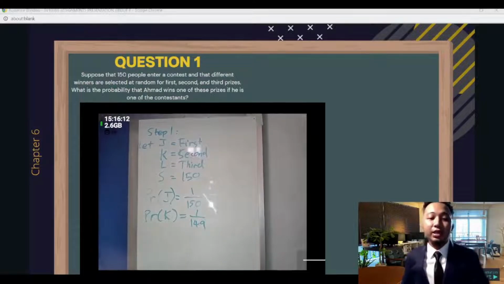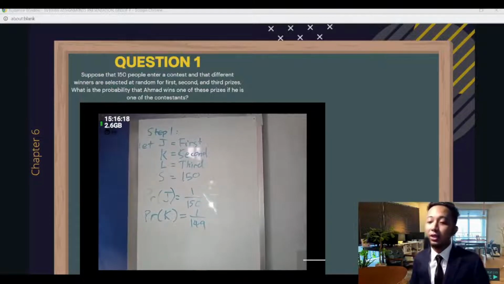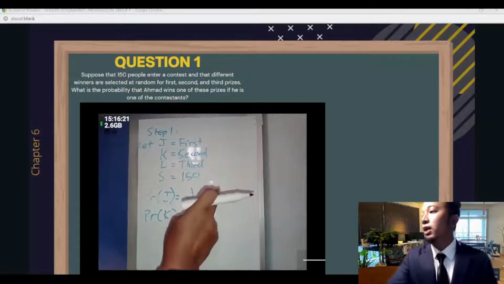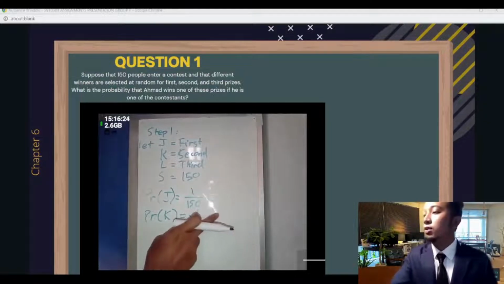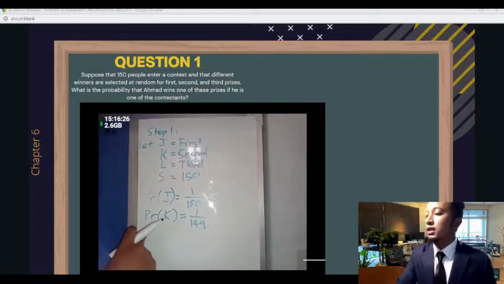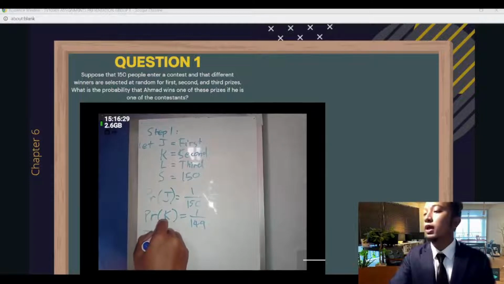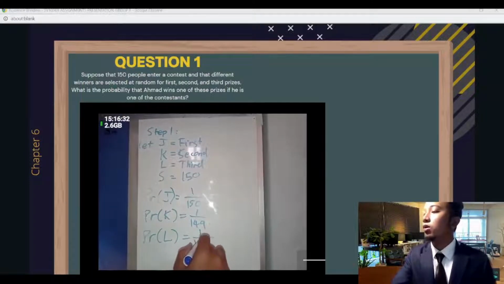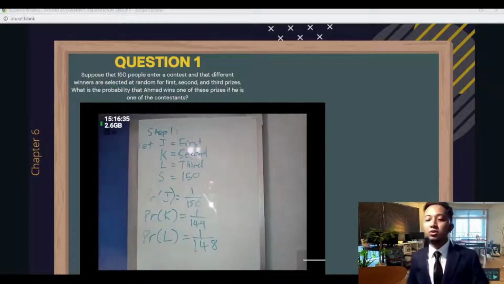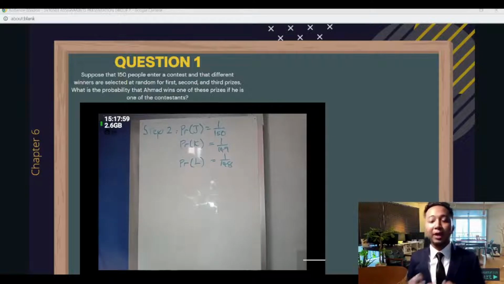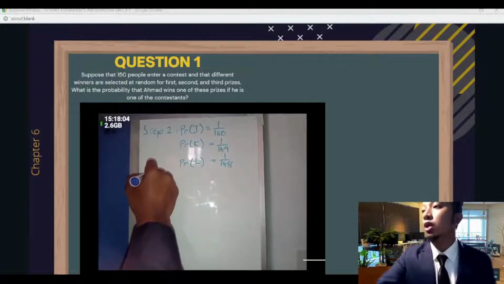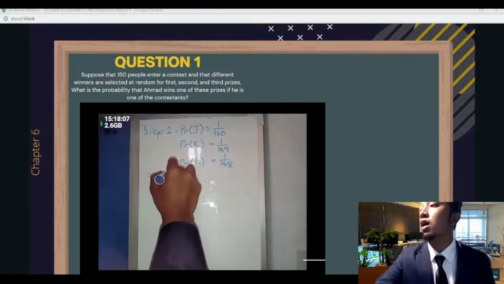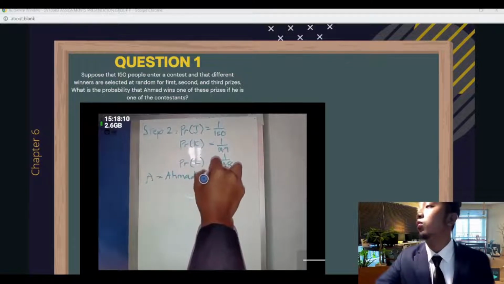And lastly, the probability of winning the third prize is taking only one contestant out of 148, because for the first prize we had one contestant, for the second prize we had one contestant, and for the third prize we have 1 over 148. So the first step we have done. The next step is we need to find the probability of Ahmad winning one prize, where we assume that A is Ahmad wins one prize.